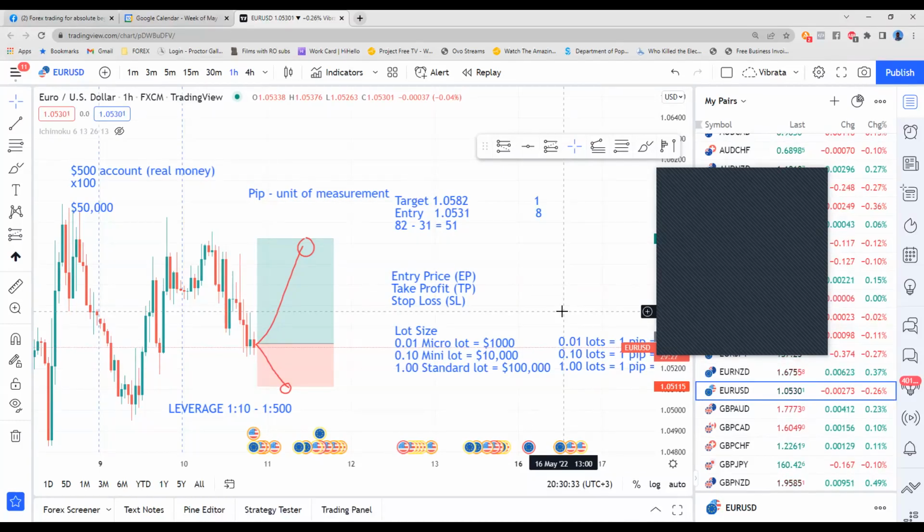Now, another important thing when taking trades is risk management. So whenever you trade, it is vital to understand how much you stand to lose.